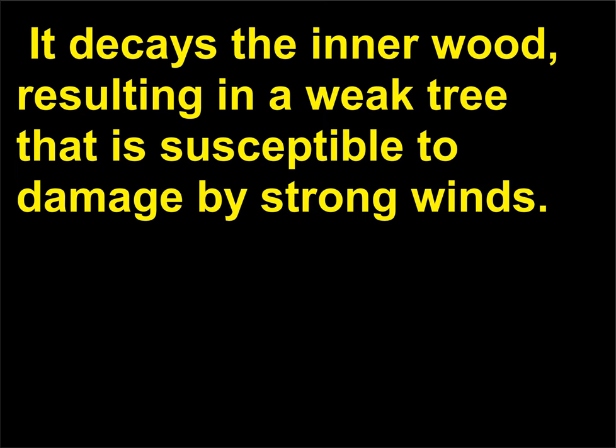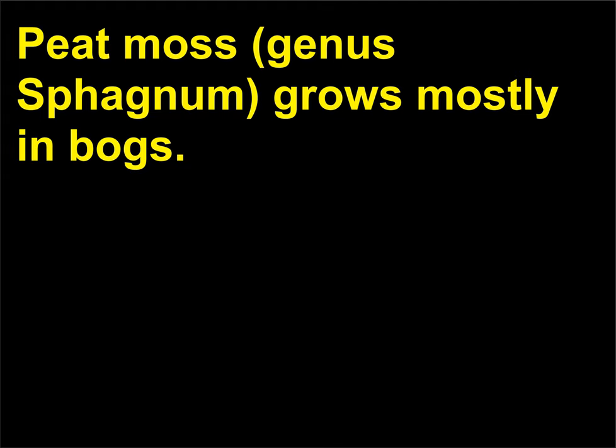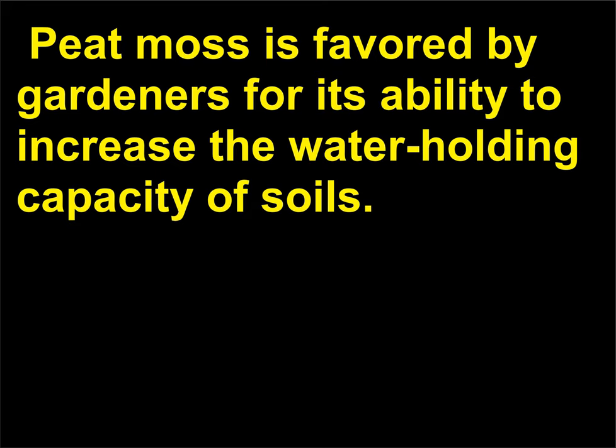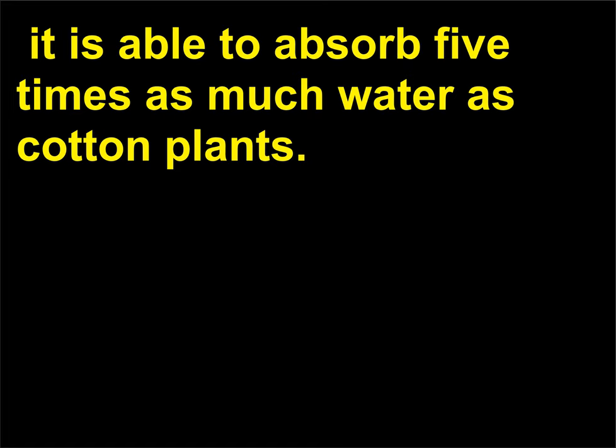What are the uses of peat moss? Peat moss, genus Sphagnum, grows mostly in bogs. Peat moss is favored by gardeners for its ability to increase the water-holding capacity of soils. Due to large, dead cells in the leaf-like parts, it is able to absorb 5 times as much water as cotton plants.